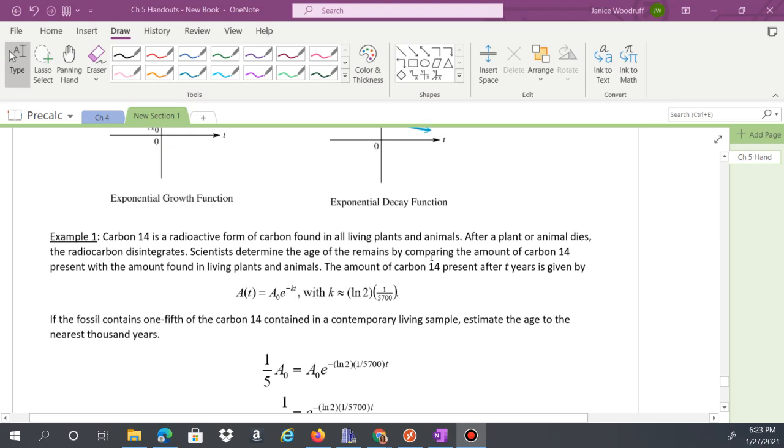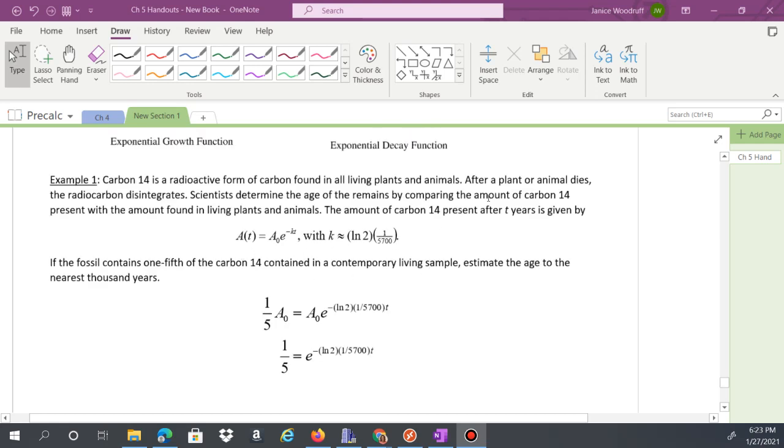So an example of this, and I think this is partially worked out for you. Carbon-14 is a radioactive form of carbon found in all living plants and animals. After a plant or animal dies, the radiocarbon disintegrates. Scientists determine the age of the remains by comparing the amount of carbon-14 present with the amount found in living plants and animals. So the amount of carbon-14 present after t years, here's the formula. You have amount after time, your initial amount, and then your K is going to equal this, ln 2 times 1 over 5,700. All right, so if the fossil contains 1/5 of the carbon-14 contained in a contemporary living sample, estimate the age to the nearest 1,000 years.